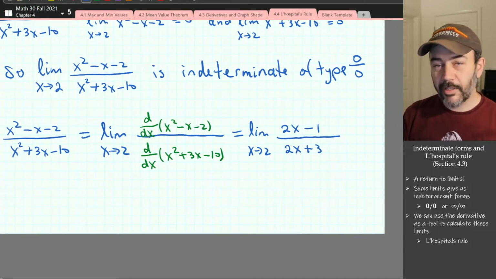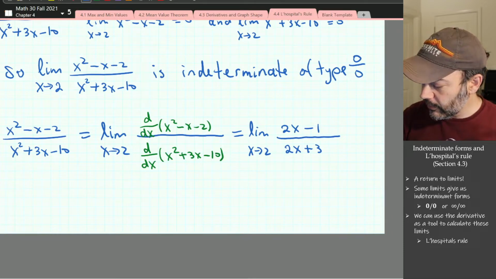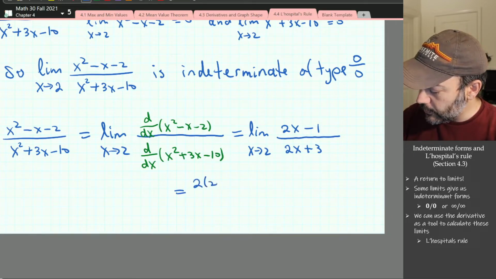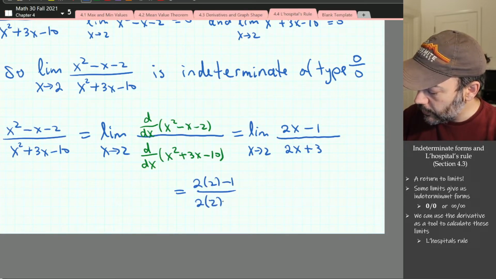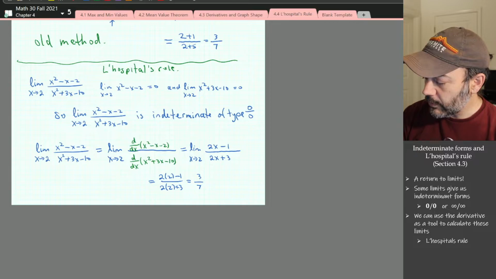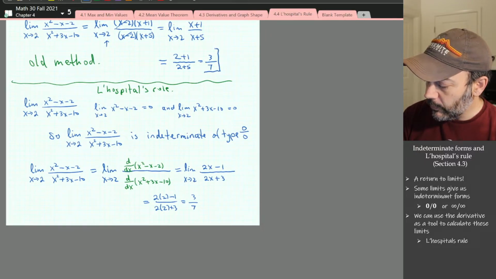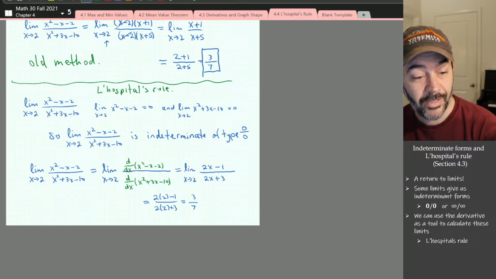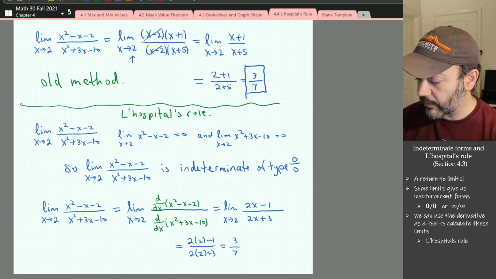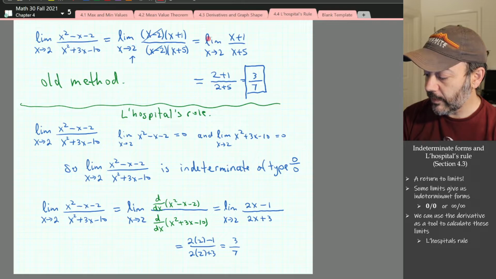Do you notice that we can just do direct substitution right now? So let's just do it. So this is 2 times 2 minus 1 over 2 times 2 plus 3, which is 3 over 7. Do you see we got the same? We got 3/7 by factoring and canceling, and we got 3/7 by factoring, canceling, and doing direct substitution.